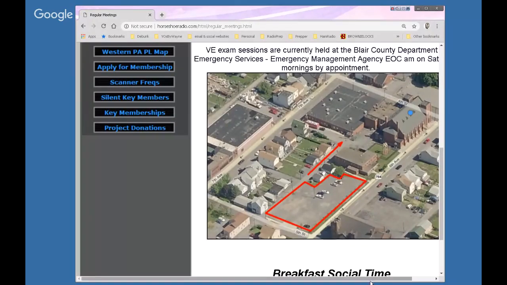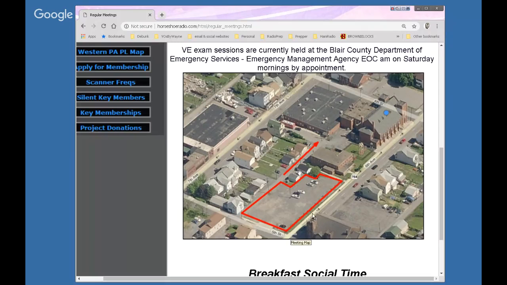But at any rate, if you're going down, there's 5th Street right there, and there's 4th Street. There's 7th Avenue. Here's 6th Avenue. So when you're coming down the road, there's this church right here. This is the 911 center, the place where they're going to do it.